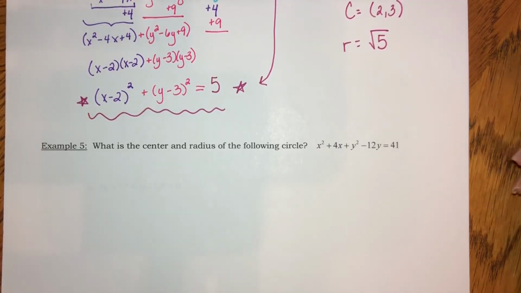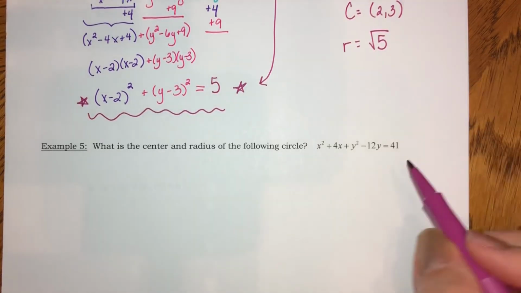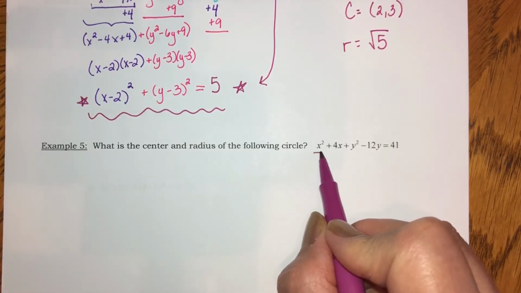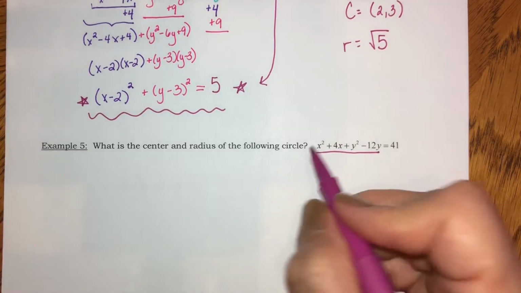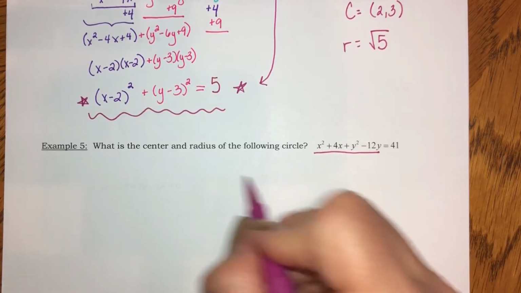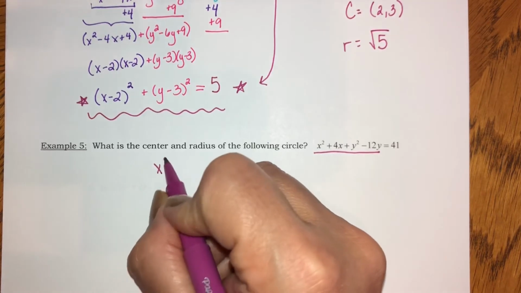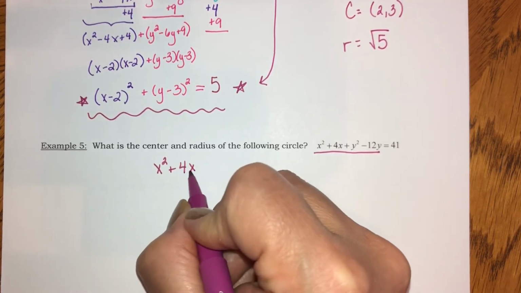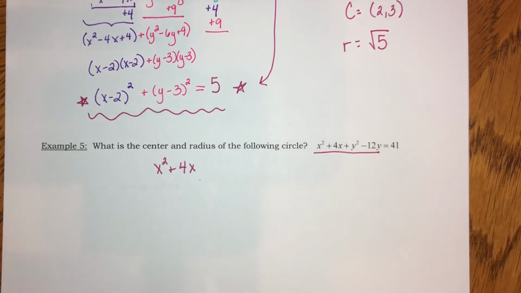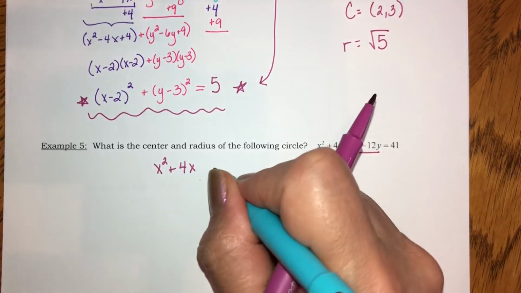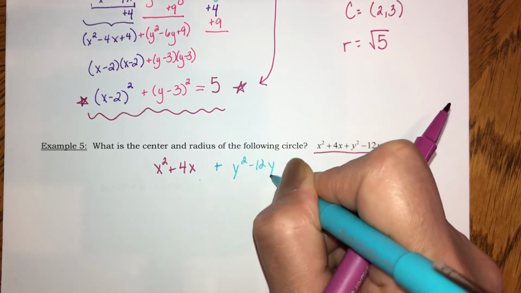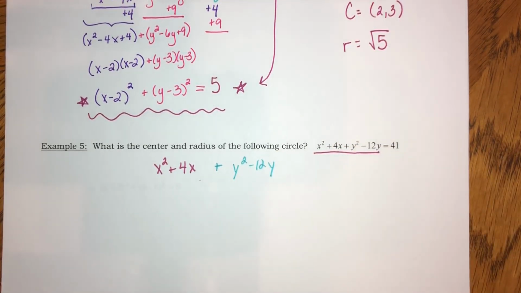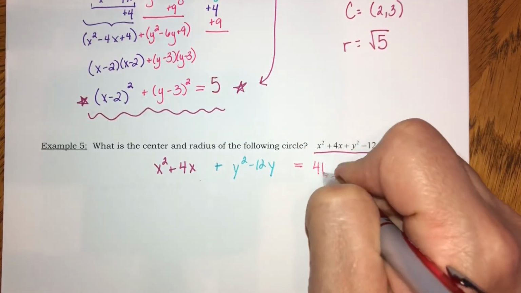Now this problem started a little nicer than the last one because the 41 was already on the other side. So I can begin here just by grouping together the x's and the y's. Well, look, they did that for me also. So now I can just worry about completing the squares. I'm going to move it over so I can have a little more room to work. X squared plus 4x, I'm going to need to complete that square. Plus, I have y squared minus 12y. I'm going to need to complete that square. And altogether, the whole mess is equal to 41.